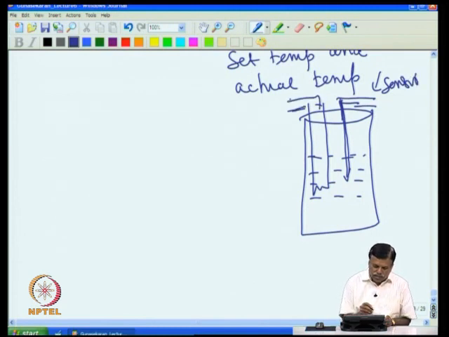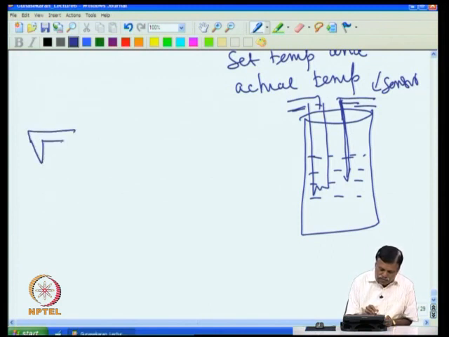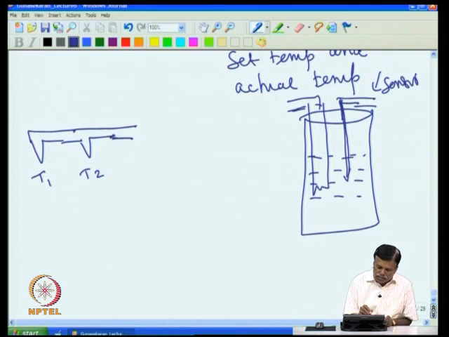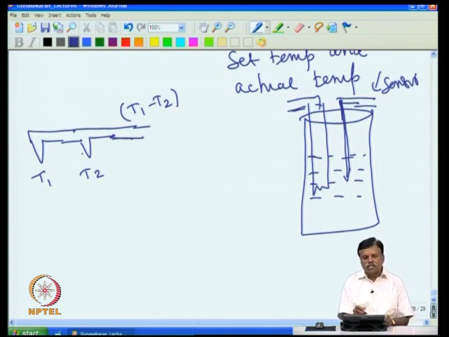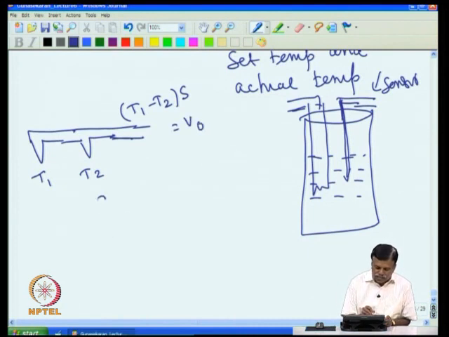Now what I do is I take the sensor, which is a thermocouple. A two-junction thermocouple basically gives me a voltage depending on the temperature difference between the junctions, say T1 and T2. So you will get a voltage: (T1 minus T2), the temperature difference between these two junctions, times the sensitivity, is the output voltage. Most thermocouples have a sensitivity of 40 microvolt per degree C.